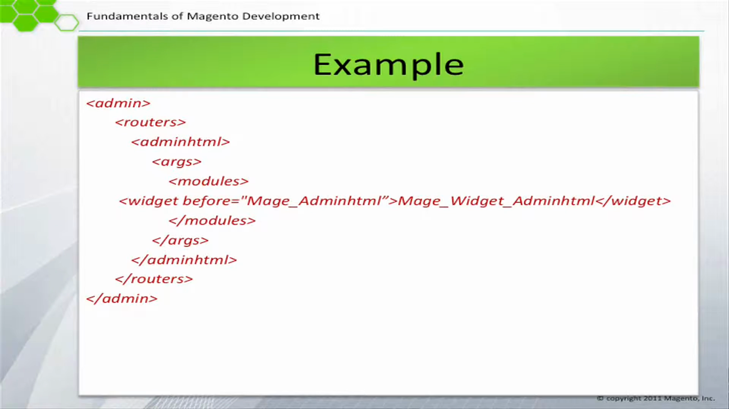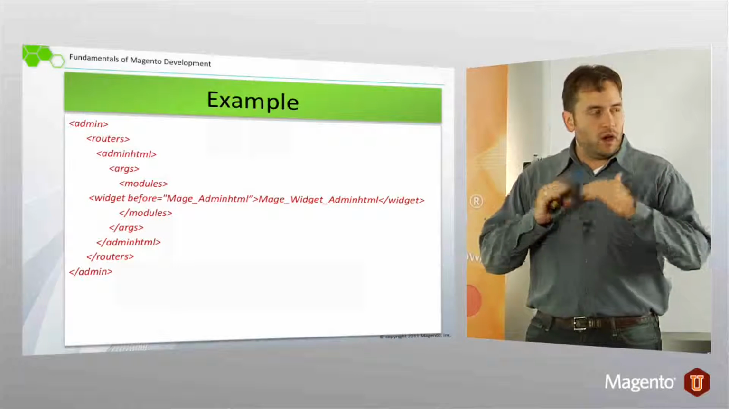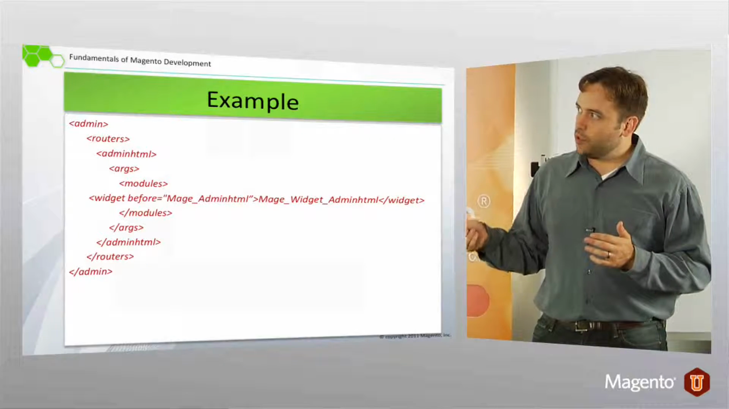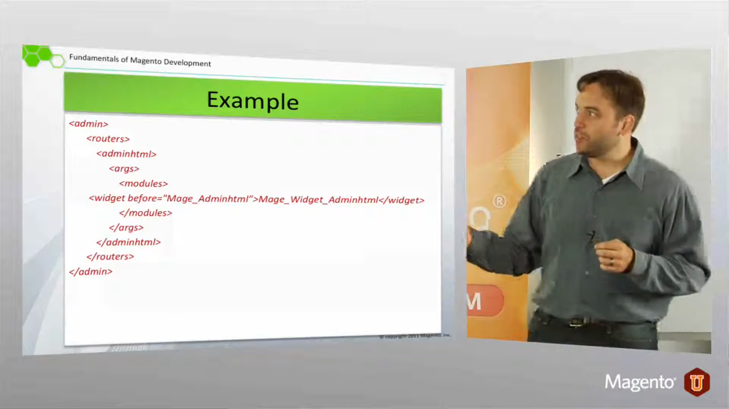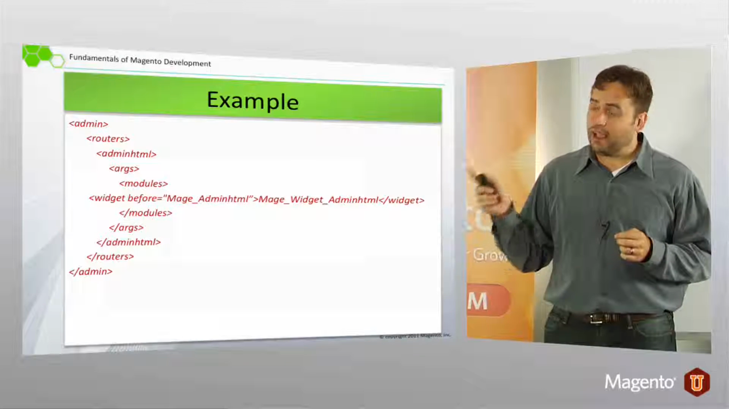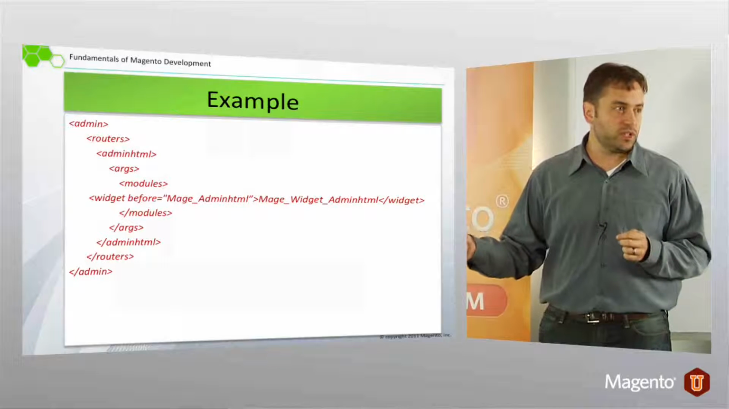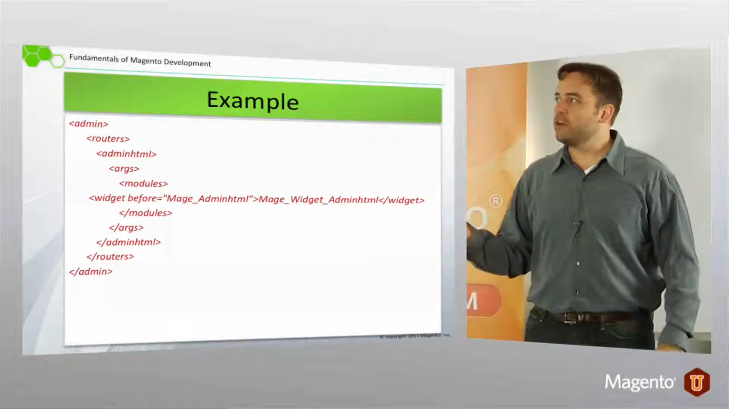This is the basic structure. Because this is what we get to do now, and this is so vastly preferable to how things used to work. I will say you should remember this exactly, because if you need to get your module controller under that admin space, you would use exactly this: admin routers, adminhtml, args, modules, and then simply add your node in here with the appropriate instructions. And in fact, you can look in Mage widget, and I think in Mage index, those two modules for an example.